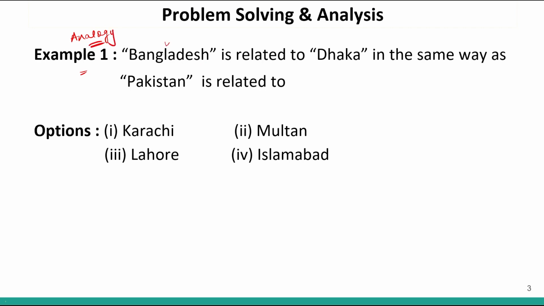Bangladesh in a certain way is related to Dhaka. So we have to find, in a similar way, out of these four options which word is related to Pakistan. Now I can see that Bangladesh is a country whose capital is Dhaka. So my relationship is of country and its capital, correct?